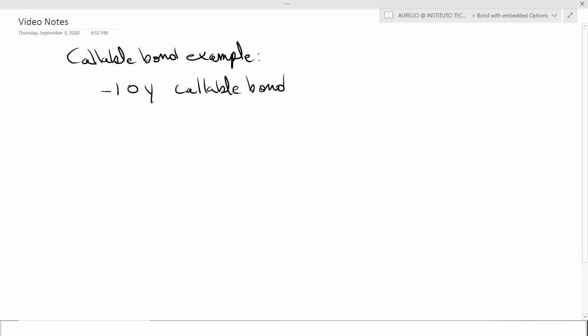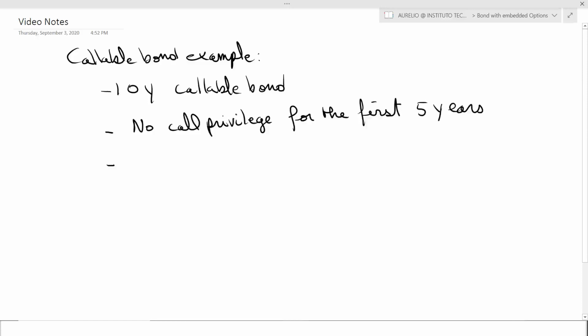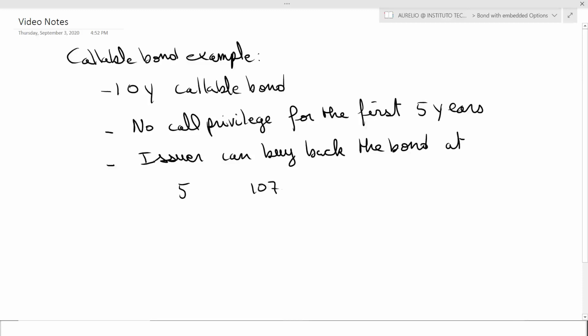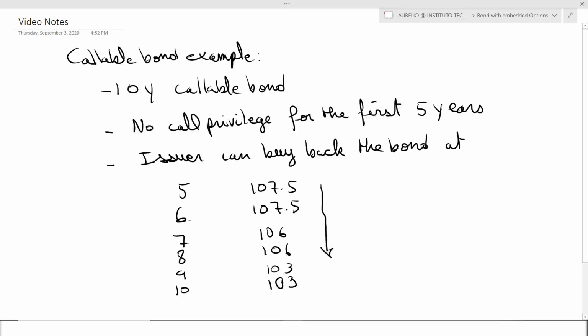Let's give some examples. So let's see a callable bond example. Let's imagine that you have a 10-year callable bond and that this bond cannot be called before year 5. Now, after year 5, the issuer can buy back the bond at certain prices. In year 5, it can buy it back at a price of 107.5. At year 6, again at 107.5. Year 7, 106. Year 8, 106. Year 9, 103. And year 10, 103. Notice that the call prices are decreasing as the bond approaches maturity.